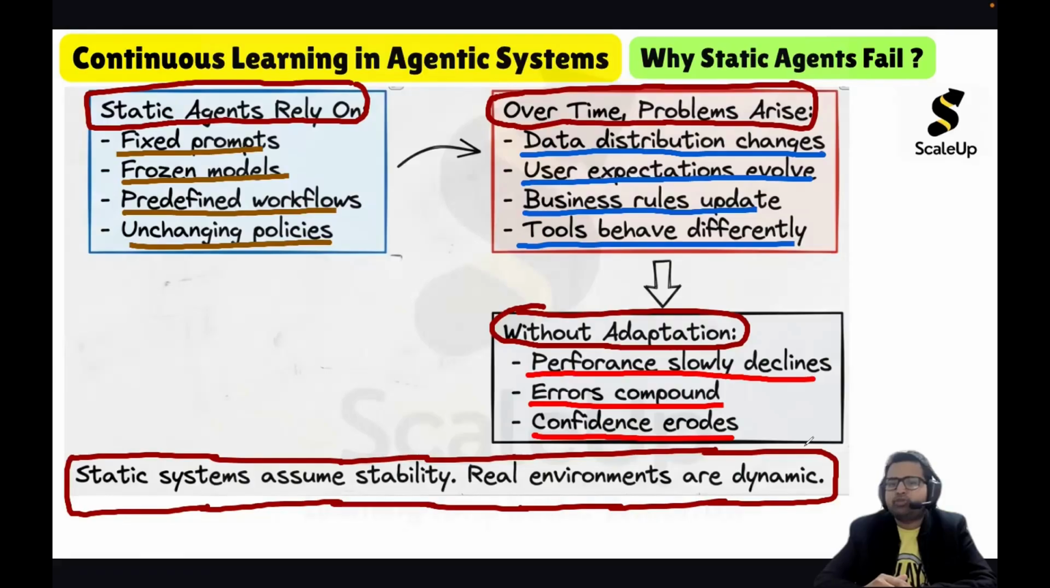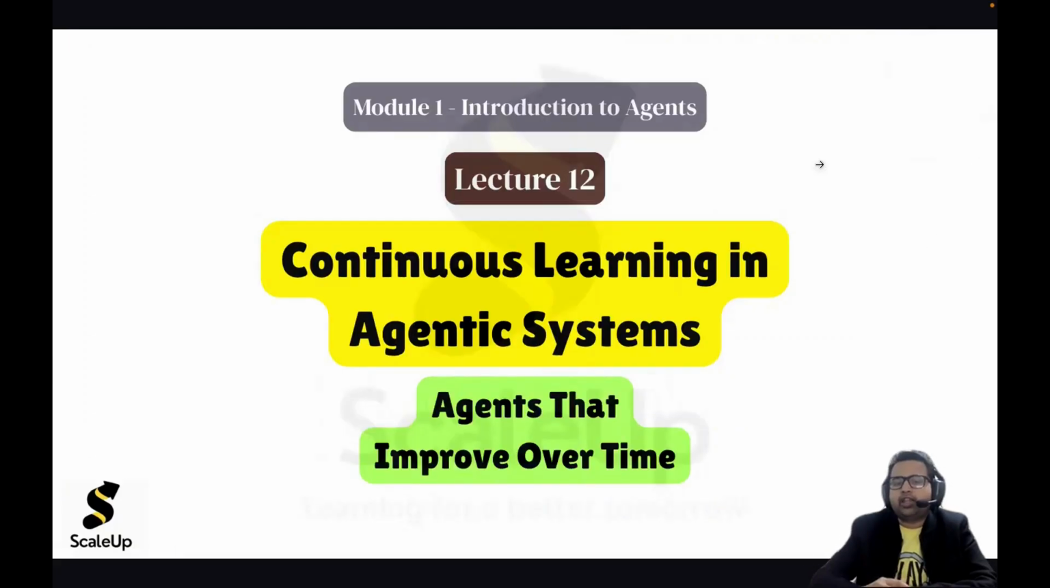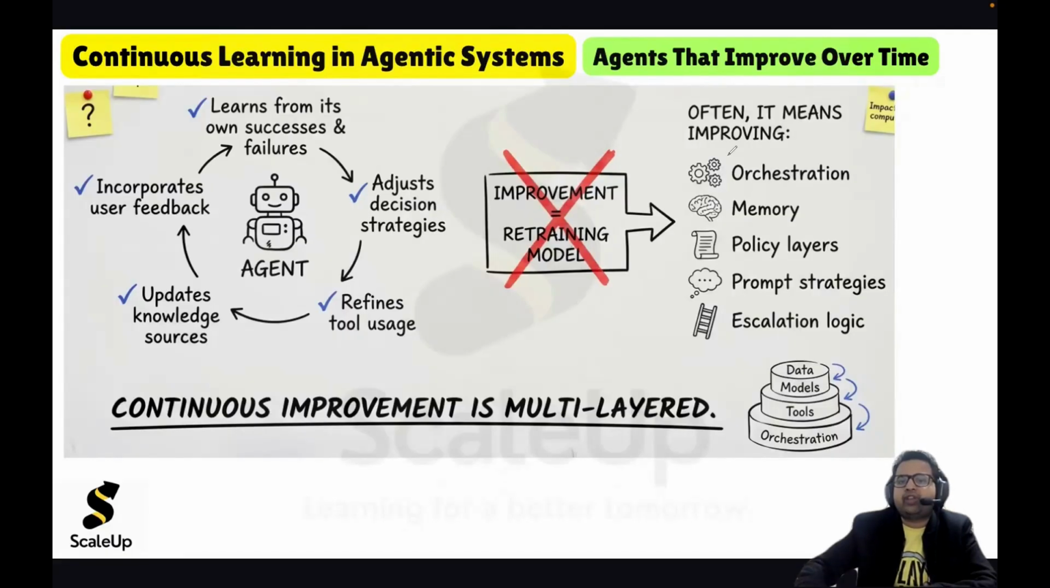The data distribution is changing, user expectations are evolving, business rules are getting updated, tools are behaving differently. And static systems assume stability, and hence they cannot survive in real environments, and hence they fail. So definitely we need dynamic agents which can improve over time.